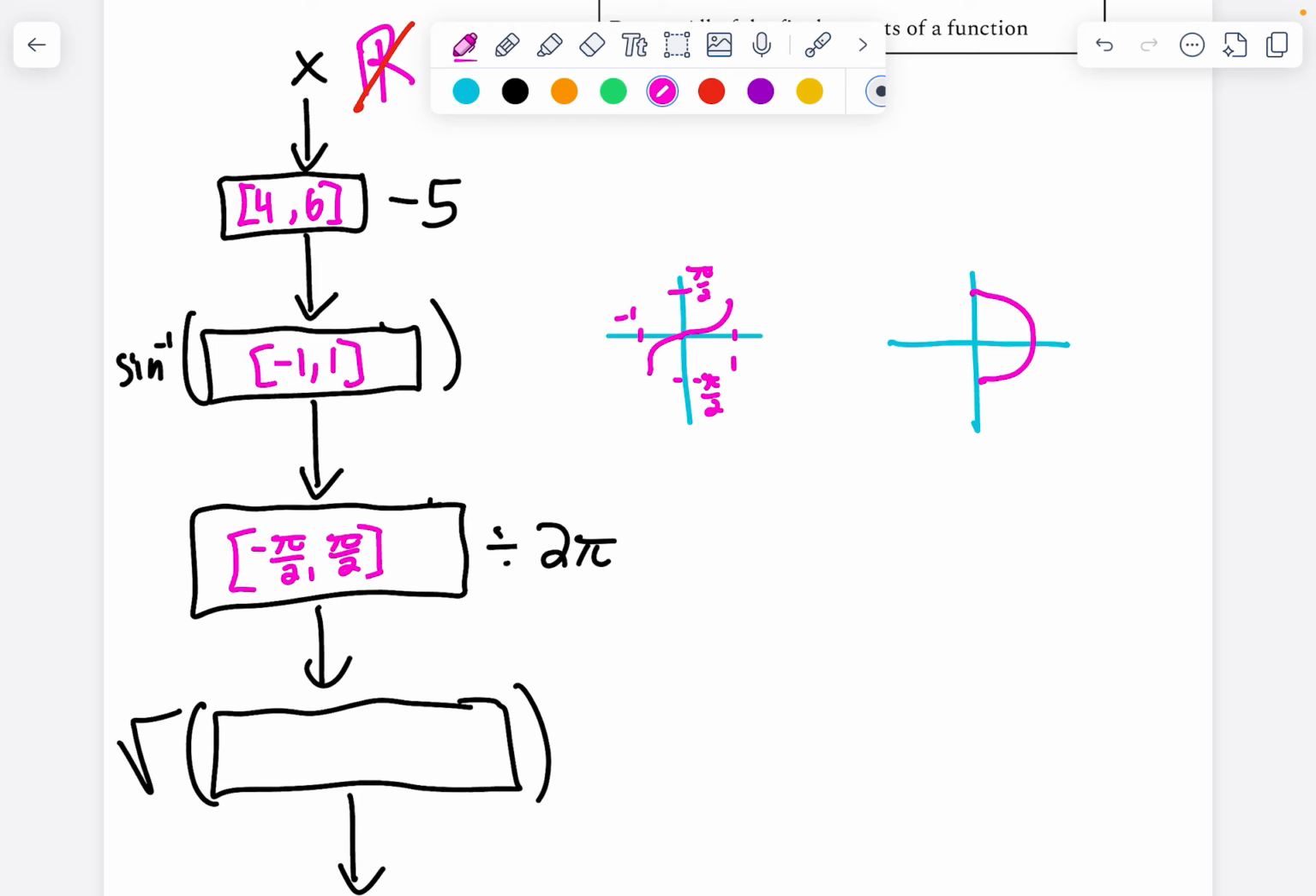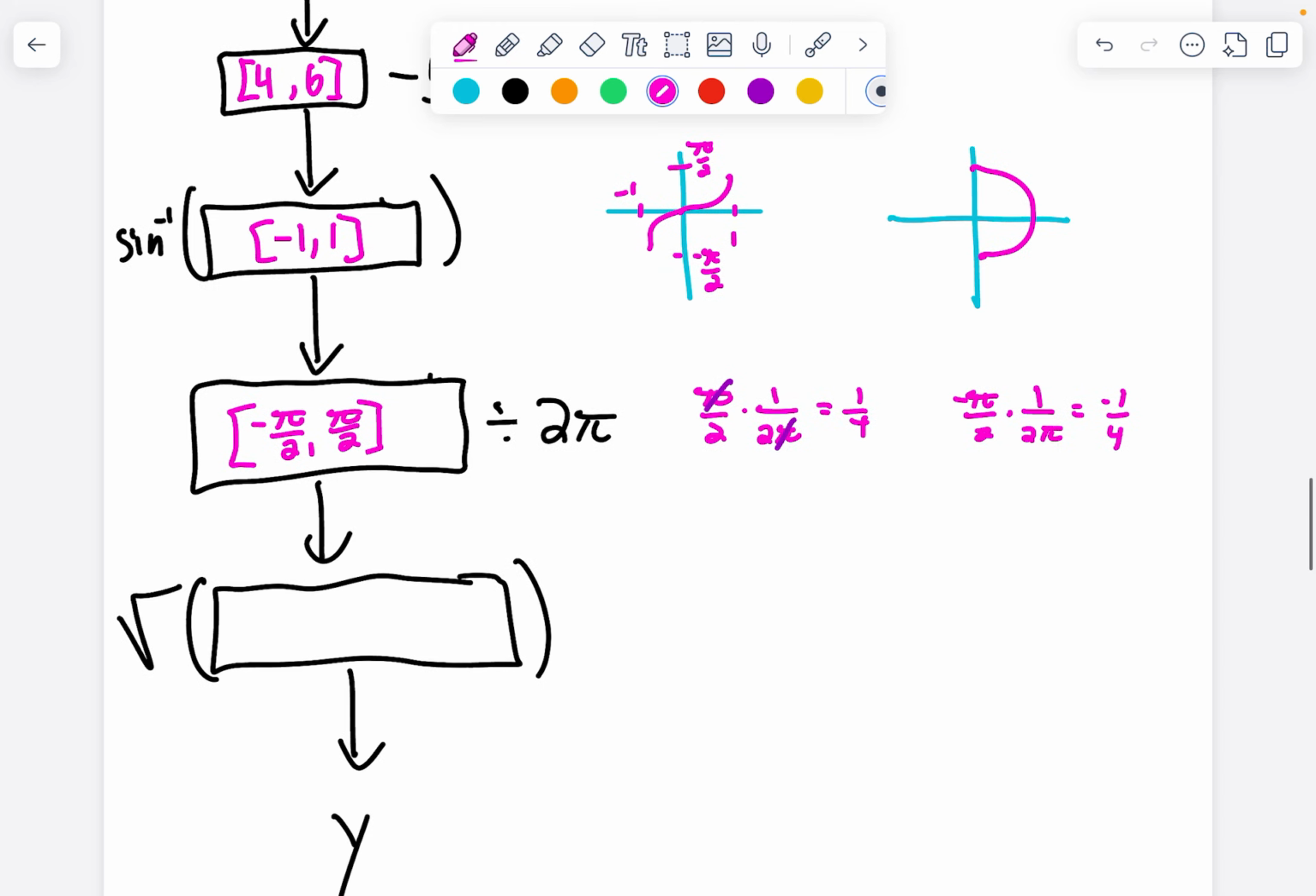And so what we'll end up doing here is, if we look at pi over 2 divided by 2 pi, that's like 1 multiplied by 1 over 2 pi, we're going to get 1/4. And if we do negative pi over 2 and divide by 2 pi, we're going to get negative 1/4. So dividing all those values by 2 pi is going to give us everything from negative 1/4 to positive 1/4.